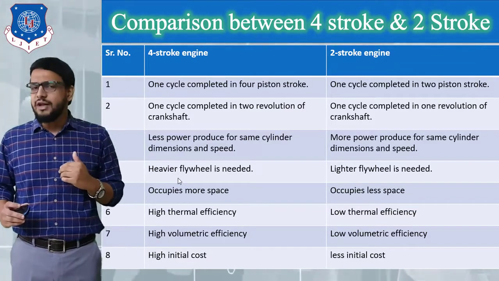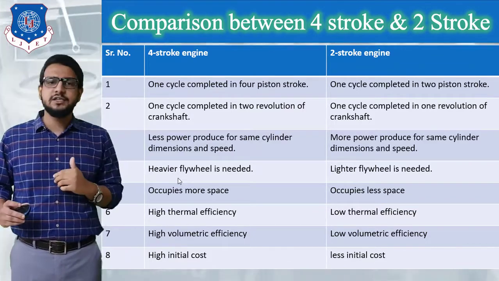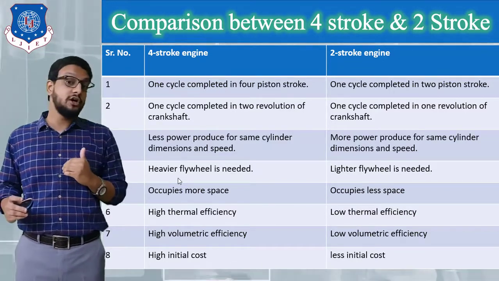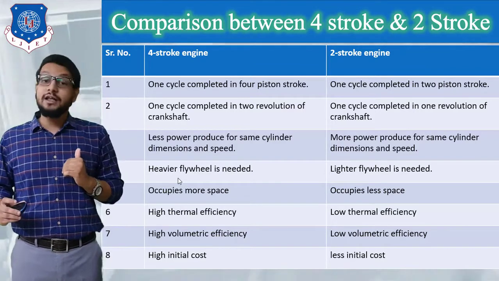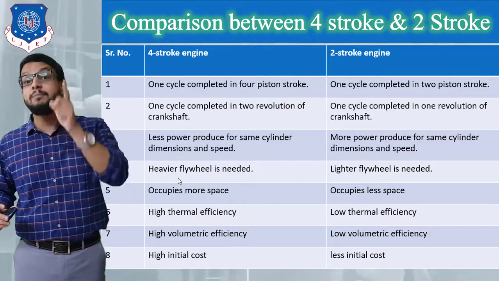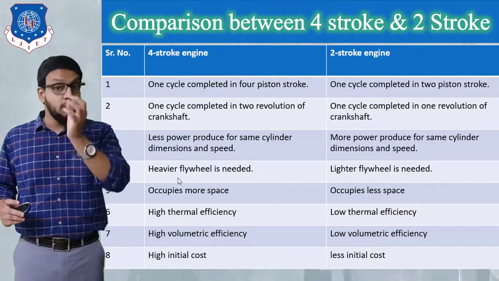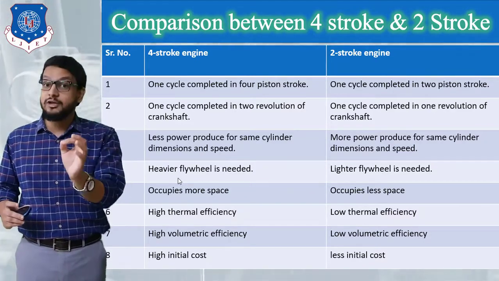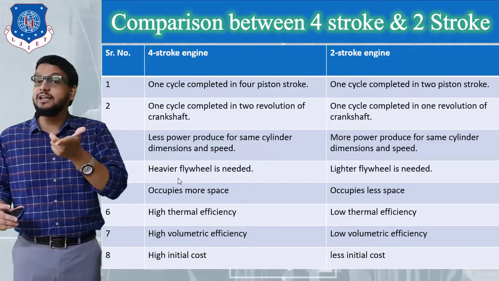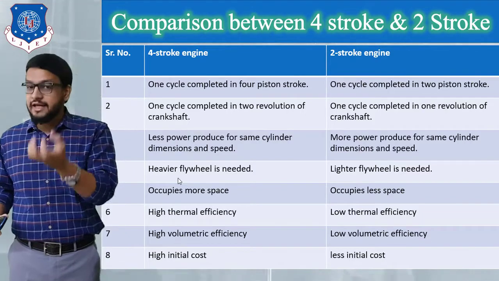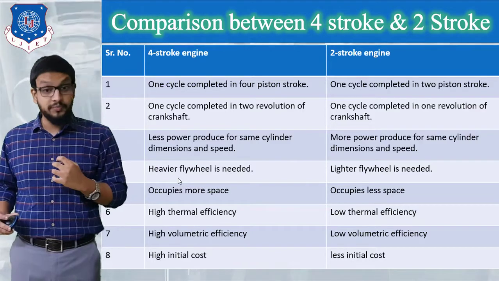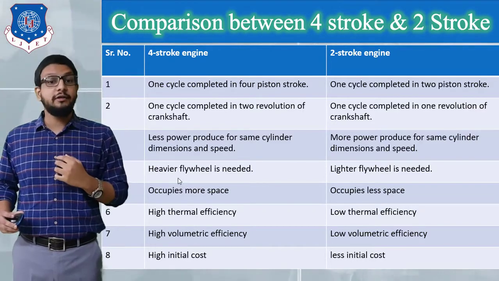If we talk about thermal efficiency, a four-stroke engine has high thermal efficiency, whereas the thermal efficiency of a two-stroke engine is quite less. The reason is that lubricating oil consumption is much higher in a two-stroke engine, and because of that it can mix with our air and petrol mixture. Once oil gets mixed with the air and petrol mixture, the unburnt portion will increase, and if the unburnt portion increases, heat evolved will be lesser, as a result of which thermal efficiency will be less in a two-stroke engine. Next is based on volumetric efficiency.